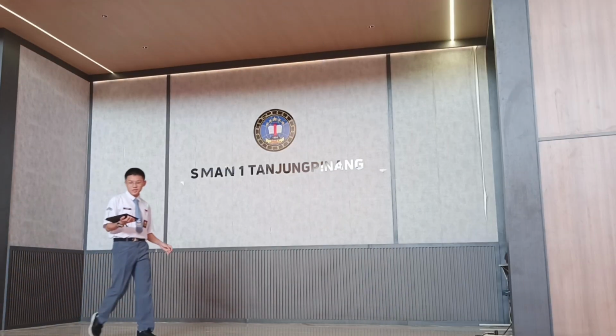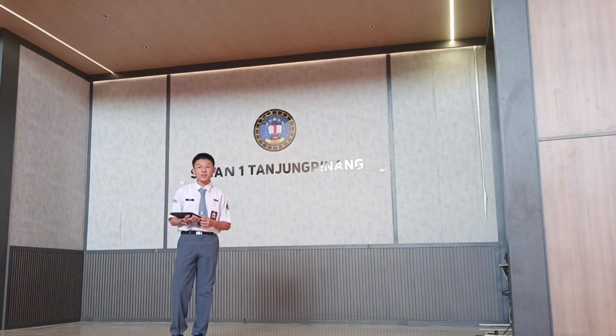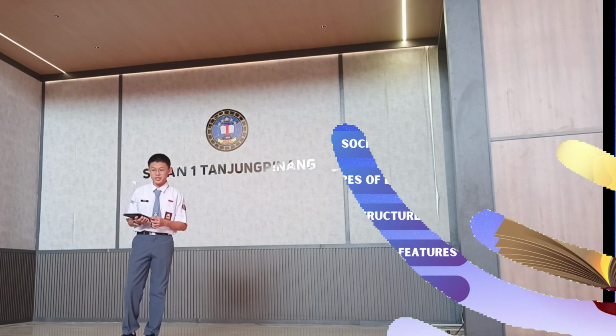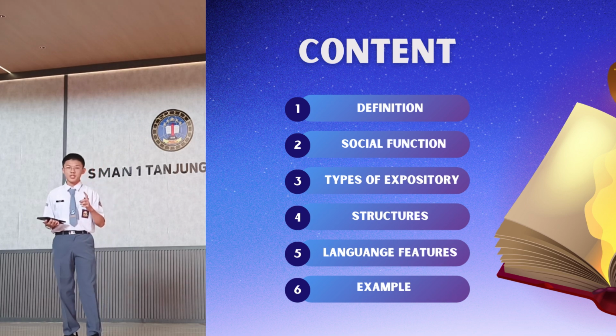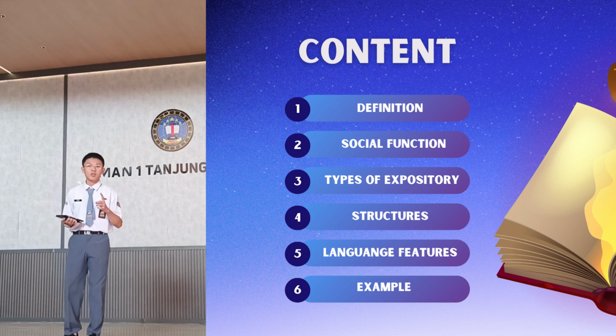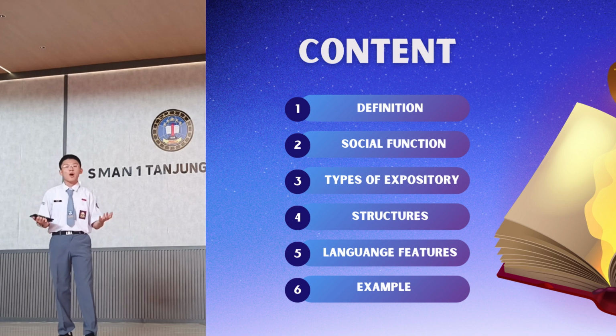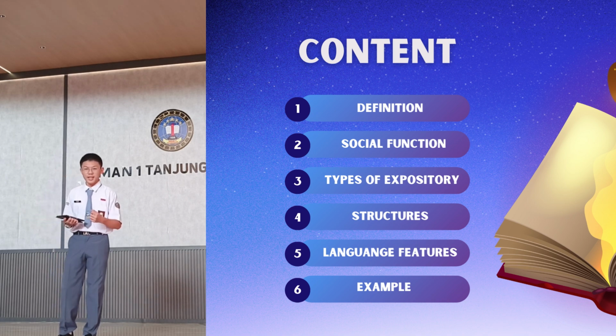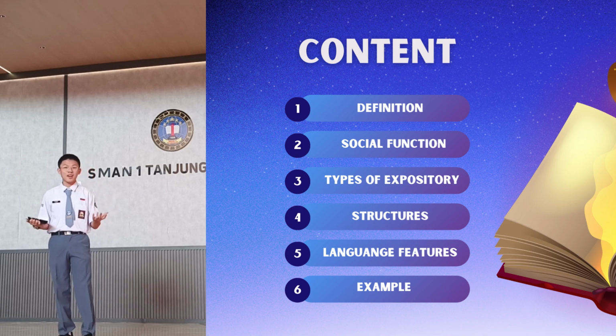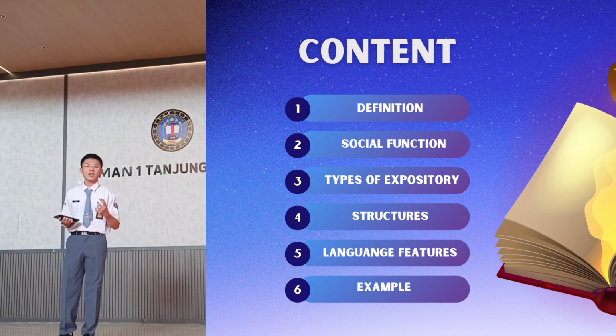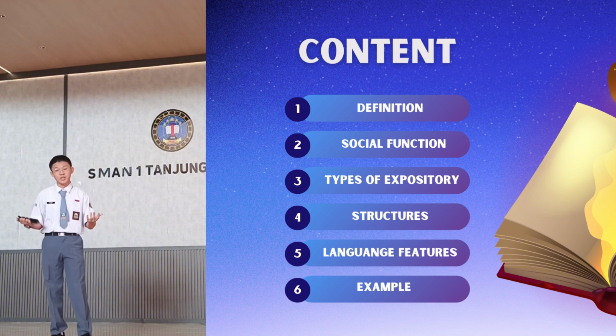Hello everyone. So now I will discuss the content that we will describe in our presentation. The first one is definition. Definition is the most important part for us to discuss because if we don't know the definition, how can we make our own expository text? The second one is the social function. Social function is about the purpose, the aim, and the goals of why we make an expository text.